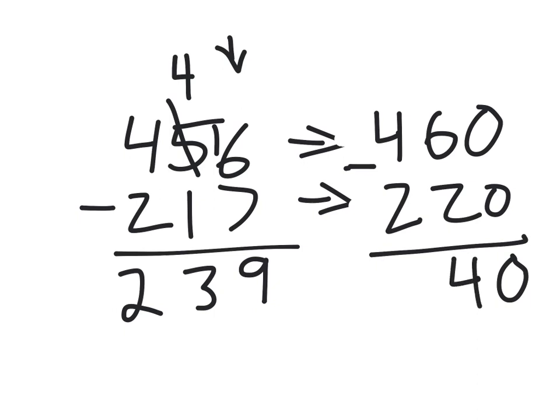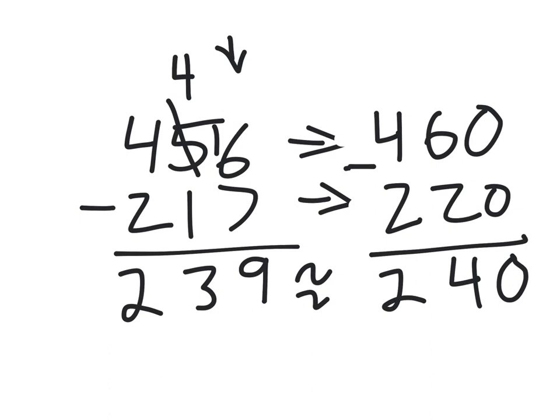4 tens. Wake up, guys. And 400 minus 200? 200. Now let's check. Is 239 really close to 240? Yeah, it is. There's only one away.